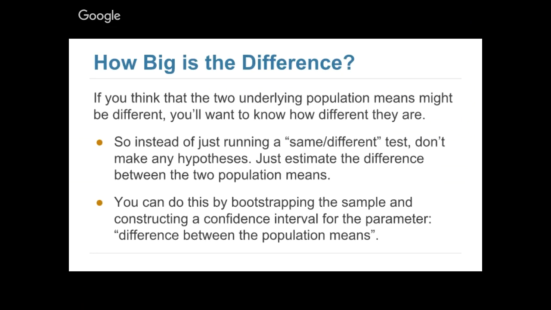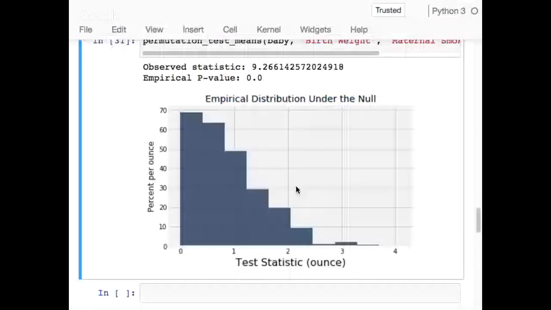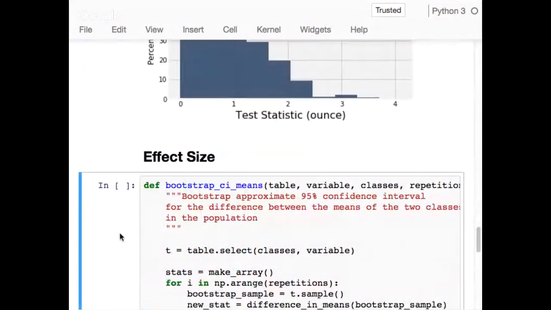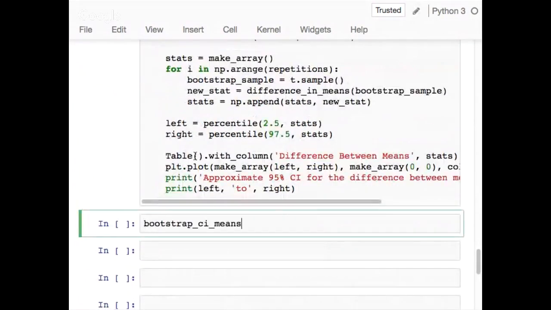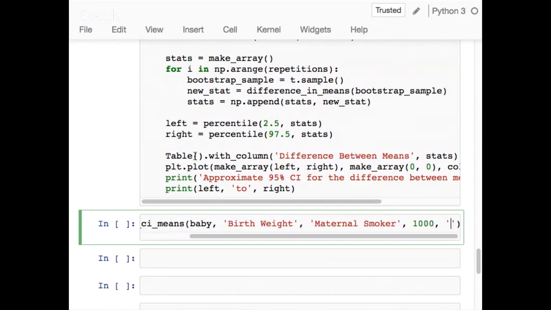But a confidence interval gives us a range of values that we think is possible. And because of that, we get a sense of the magnitude and the direction of our observed difference. So let's try it out. Conveniently enough, I have here a function that does the bootstrap confidence interval, so I don't have to do it myself. All I have to do now is call it. So let's take a confidence interval of the difference between the mean weights. I'm going to pass in baby, birth weight, maternal smoker, let's do 1,000 repetitions, and the unit is ounces.